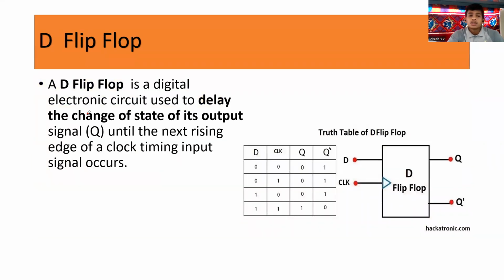A D flip-flop is a digital electronic circuit used to delay the change of state of its output signal until the next rising edge of the clock signal input occurs. This is the truth table of D flip-flop. Why it is used to delay the change of state: if we provide clock as 0, even if we provide D input as 1, it will not change the state of the flip-flop until we provide clock 1. It will be retaining its state. D flip-flop is called data flip-flop.